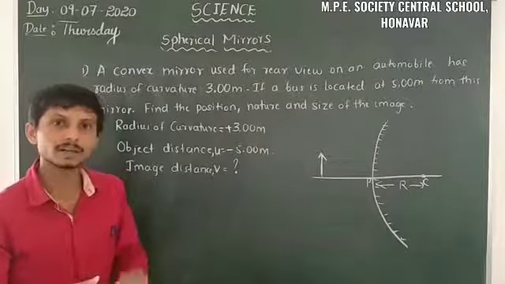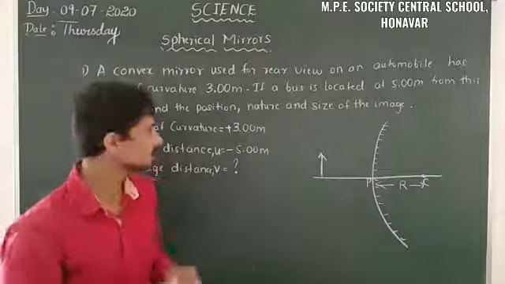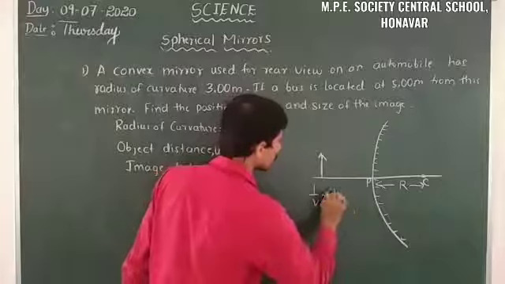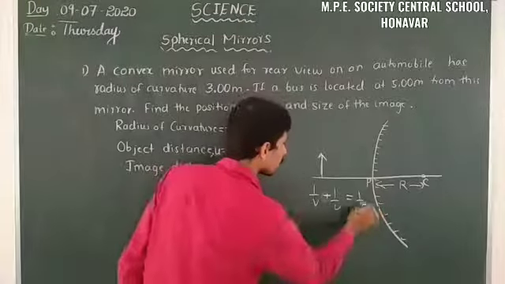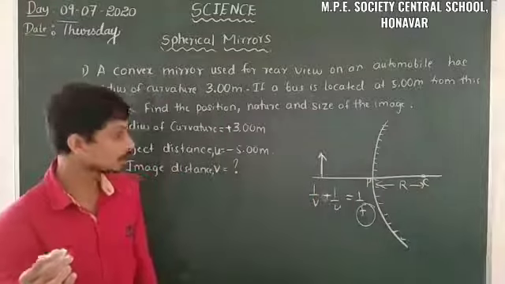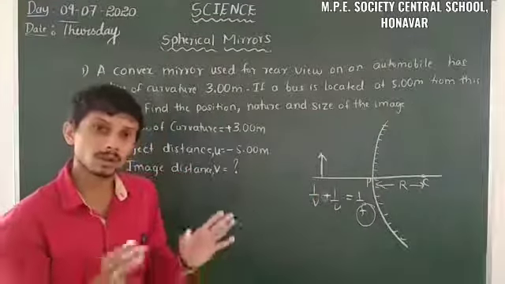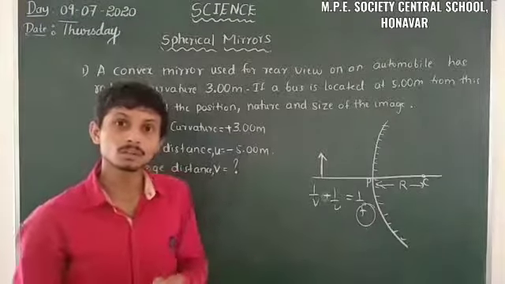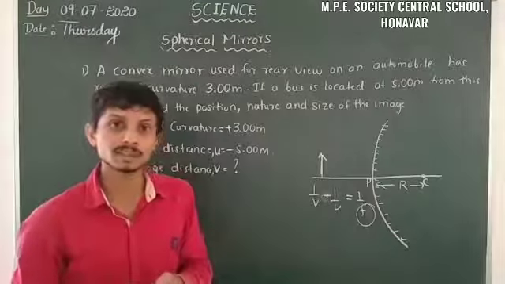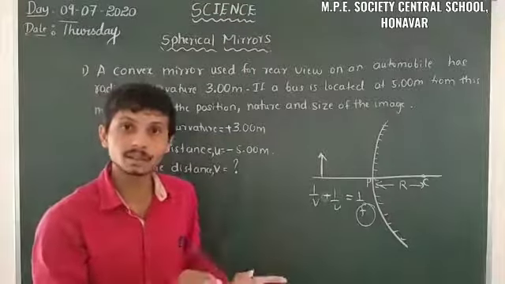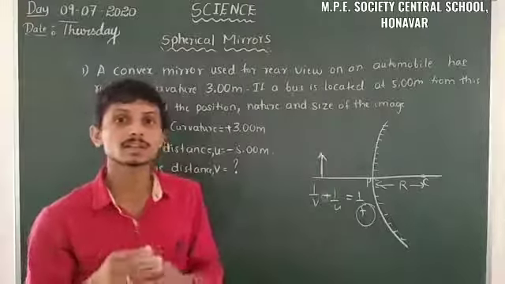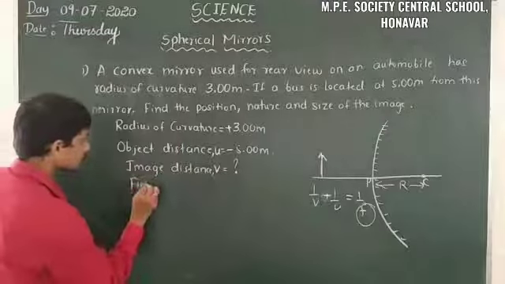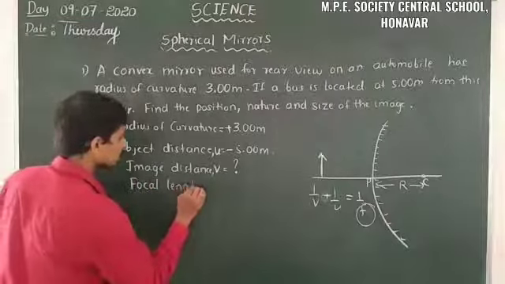So we can find it from the mirror formula. The mirror formula is 1 by V plus 1 by U is equal to 1 by F. But F is unknown here. Normally in a formula when one term is unknown, we find that one. But here two terms are unknown, so we have to find the other term from other relations. So first we have to find the focal length.